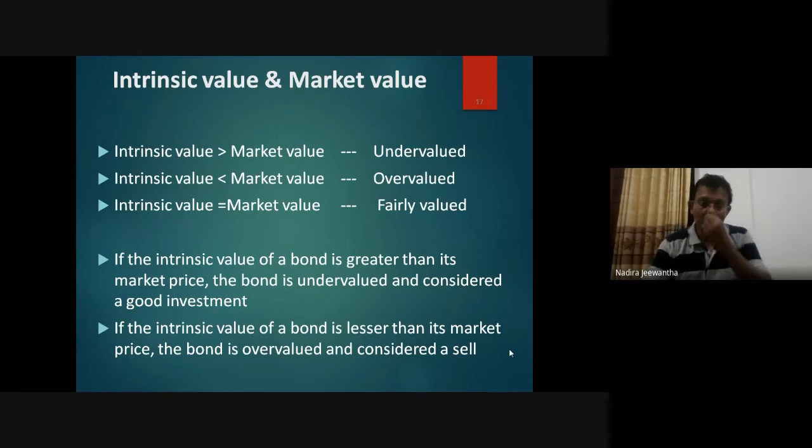So what is intrinsic value? Intrinsic value is basically the true value. If the true value is more than the market value, you buy.